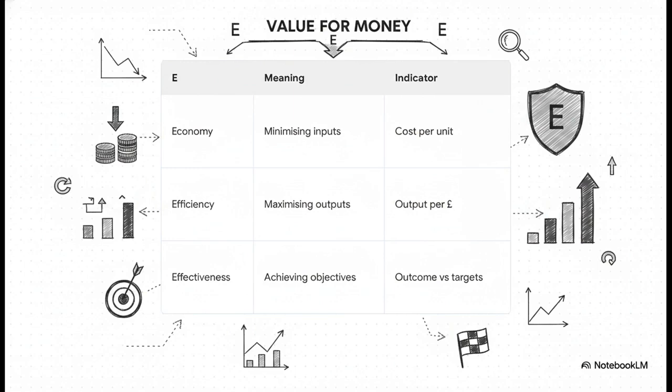First step, economy. Are they minimizing their input costs? Think about the cost per unit. Second, efficiency. Are they squeezing the maximum possible output out of every single pound spent? And finally, effectiveness. Are they actually hitting their stated targets? You'll be evaluating all of this using KPIs and benchmarks.